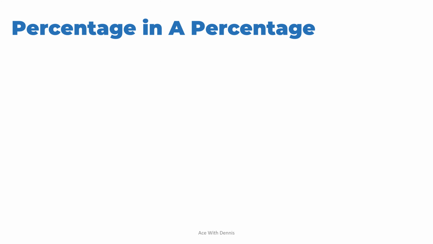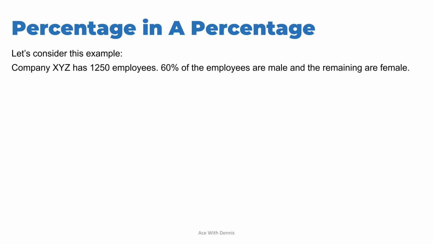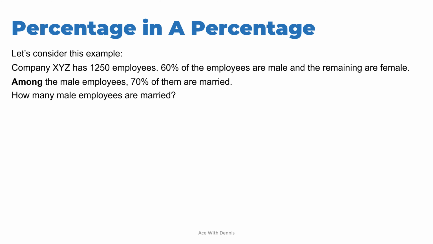All right, now we go to the last part of this lesson, percentage in a percentage. Let's consider this example. Company XYZ has 1,250 employees. 60% of the employees are male and the remaining are female. Among the male employees, 70% of them are married. How many male employees are married?